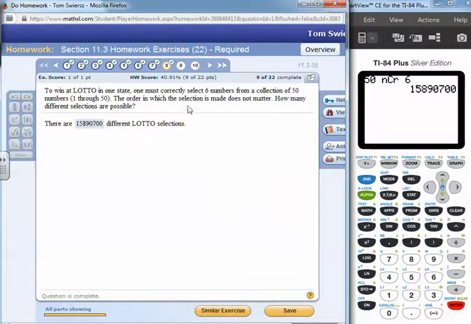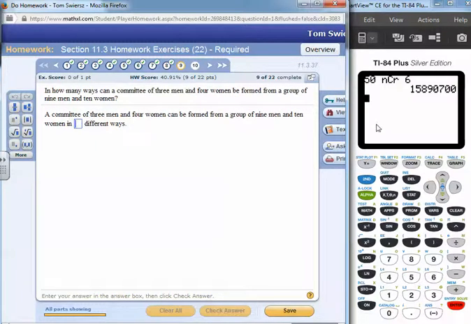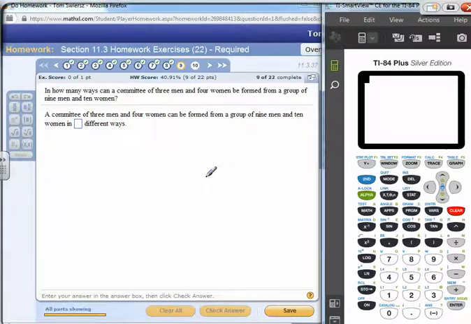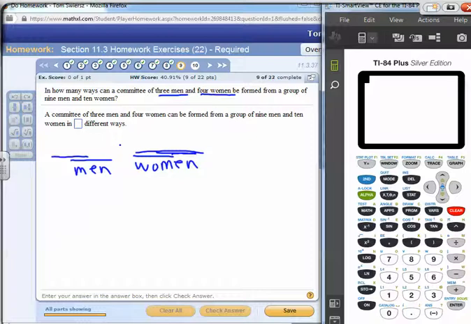All right. Number 9, in how many ways can a committee of 3 men and 4 women be formed from a group of 9 men and 10 women? Okay, now this one is a little bit different from the previous ones because we've got men and then we're selecting women. So what you have to do is find the number of ways to get the men, then find the number of ways to get the women, and then you're selecting these 2 together, so you're going to multiply these 2 answers, okay?